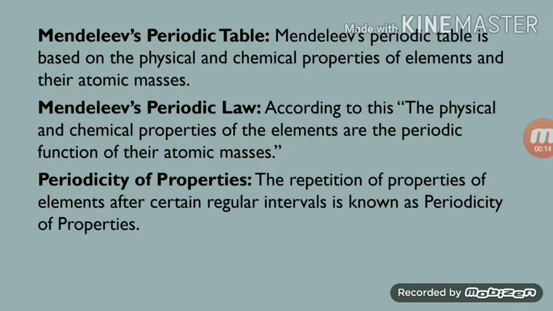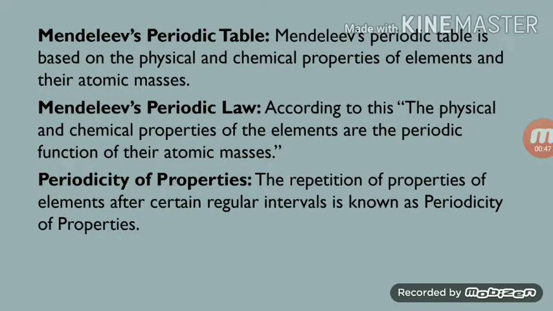We are going to discuss at first Mendeleev's periodic table. Mendeleev's periodic table is based on the physical and chemical properties of the elements and their atomic masses. Okay, this is also based on the atomic masses and also physical and chemical properties. The earlier models are also based on the atomic masses, right?